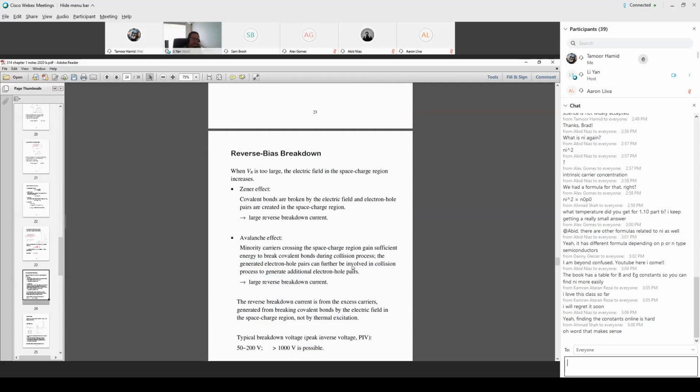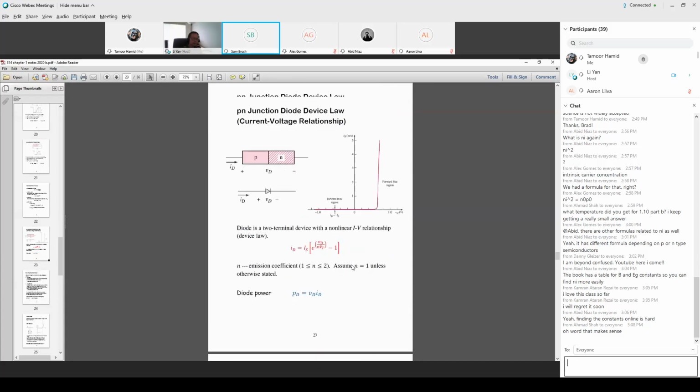Professor Yan, I had a question on that graph. I can see why the current is very close to 0 in the reverse bias. But when we go positive on the voltage, why does it take until about 0.6 volts before the current shoots up? Why doesn't it go up from 0 immediately after we go positive? Okay.